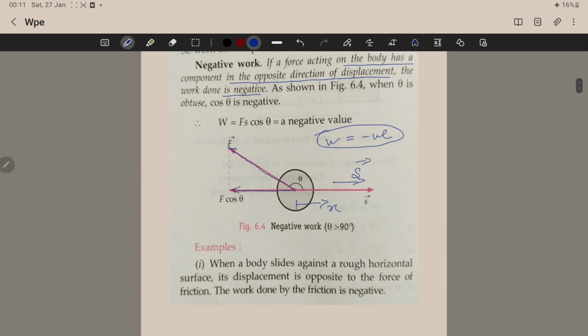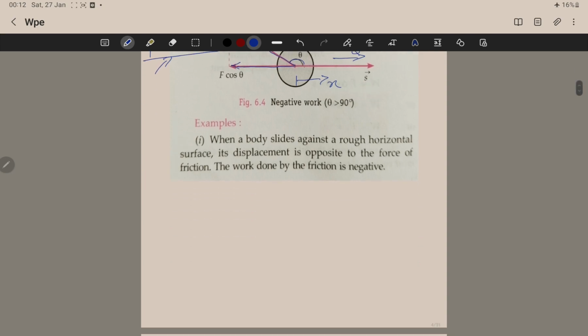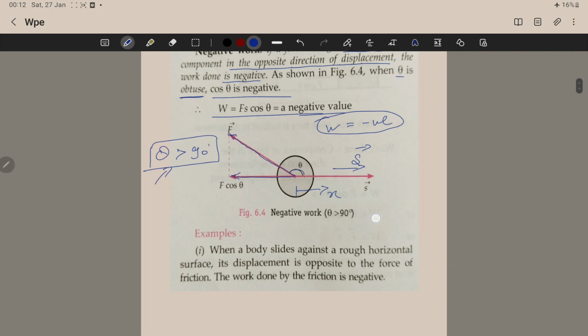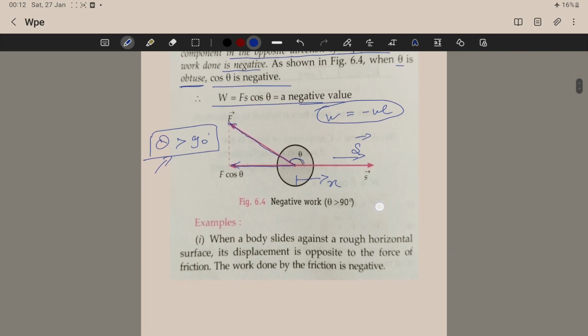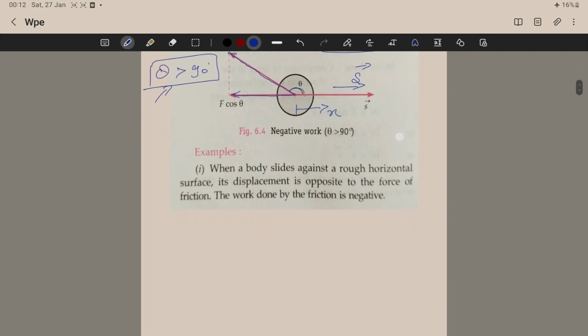When this component is in the opposite direction, you can see this theta, this angle is more than 90 degrees. So always remember, when the angle is more than 90 degrees, the work done becomes negative, as shown in the figure. When theta is obtuse, meaning theta is more than 90 degrees, cos theta is negative, and therefore the work done is negative.